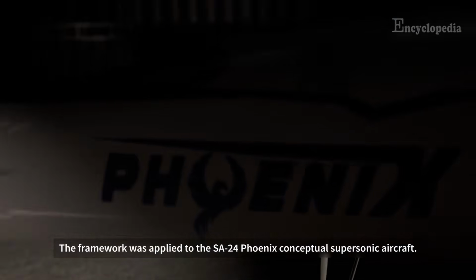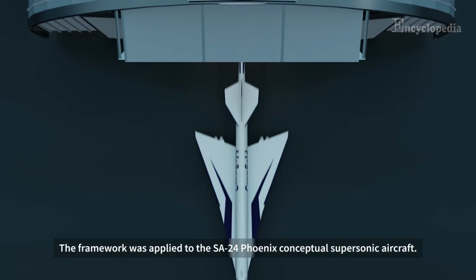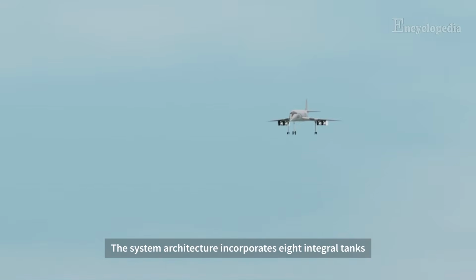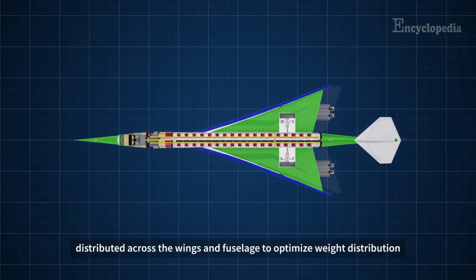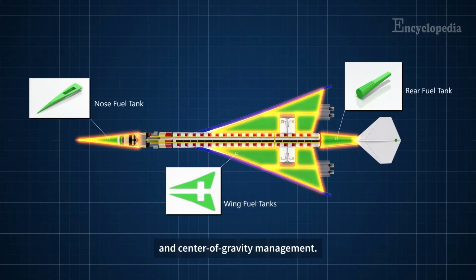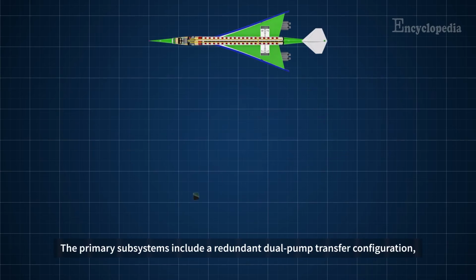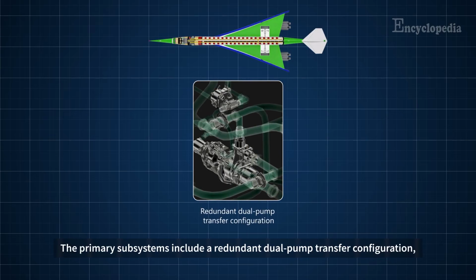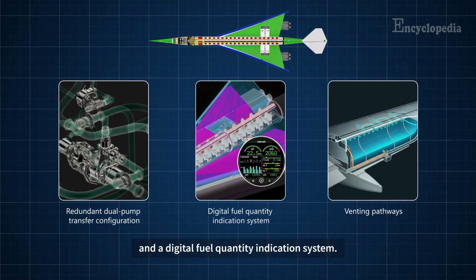The framework was applied to the SA-24 Phoenix conceptual supersonic aircraft. The system architecture incorporates 8 integral tanks distributed across the wings and fuselage to optimize weight distribution and center of gravity management. The primary subsystems include a redundant dual pump transfer configuration, multiple venting pathways for pressure regulation, and a digital fuel quantity indication system.